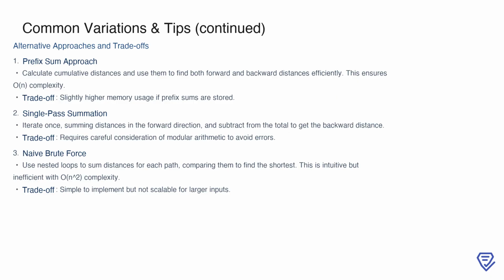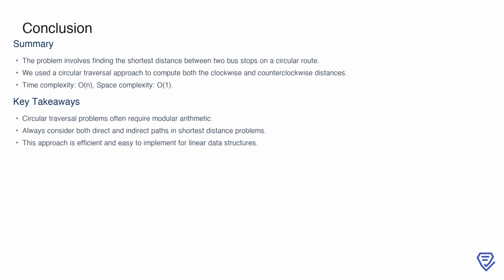Lastly, there's the brute force method, which uses nested loops to calculate and compare distances for each path. While straightforward and easy to implement, its O(n squared) complexity makes it impractical for larger inputs. Understanding these approaches and their trade-offs not only helps you solve this problem efficiently but also prepares you for variations in other scenarios.